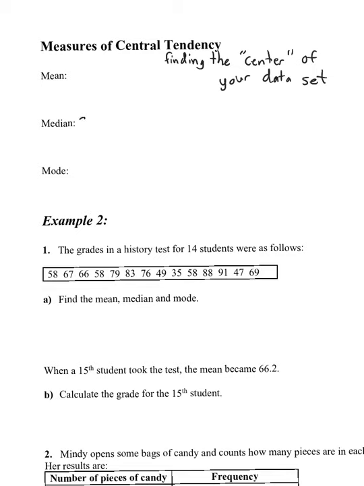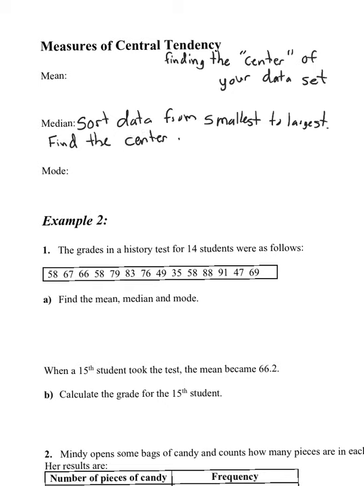Very good. So you sort your data from smallest to largest. So you have to reorganize your data. And then you literally count to the center number. And if you have an odd data set, so like if you have 11 participants, then it's the middle number. You count in 1, 2, 3, 4, 5, 6 from the left side, count in 1, 2, 3, 4, 5, 6 from the right side, you're going to be in that center number.